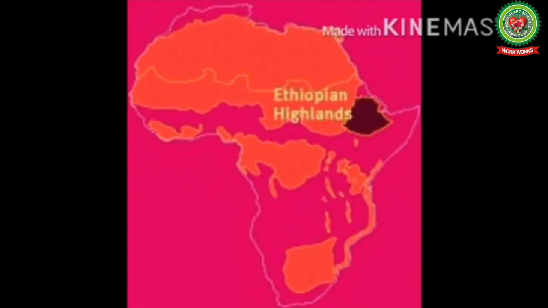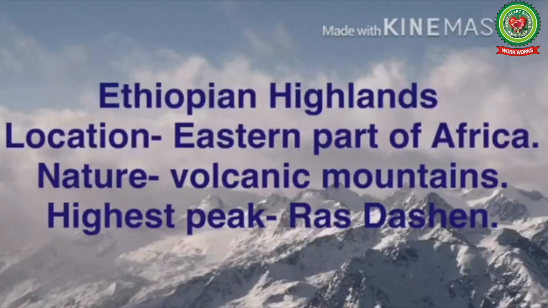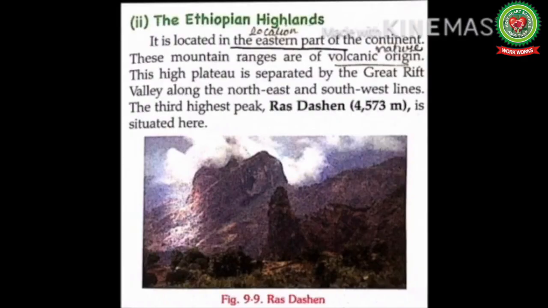And next we come to the Ethiopian Highlands. The Ethiopian Highlands are located in the eastern part of Africa. These are volcanic mountains. The highest peak of the Ethiopian Highlands is Ras Dashen. These mountain ranges are of volcanic origin. This high plateau is separated by the Great Rift Valley along the northeast and southwest lines. The third highest peak, Ras Dashen, is situated here.